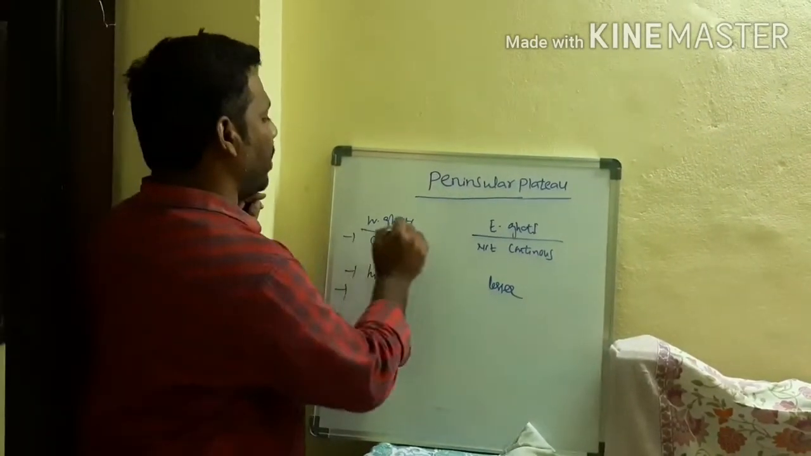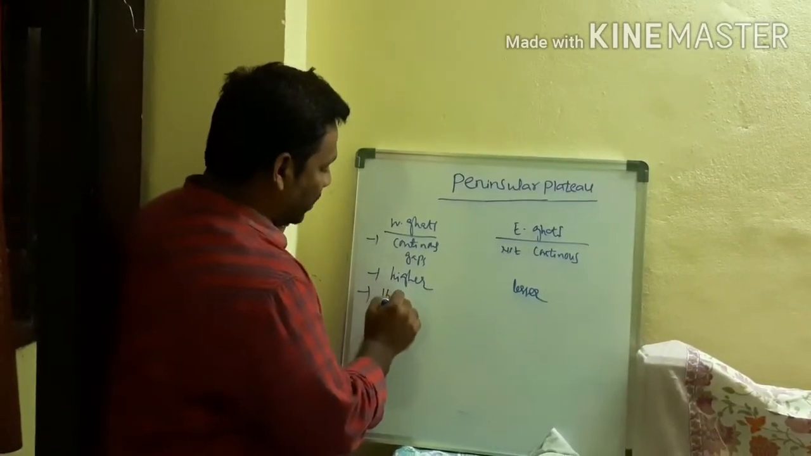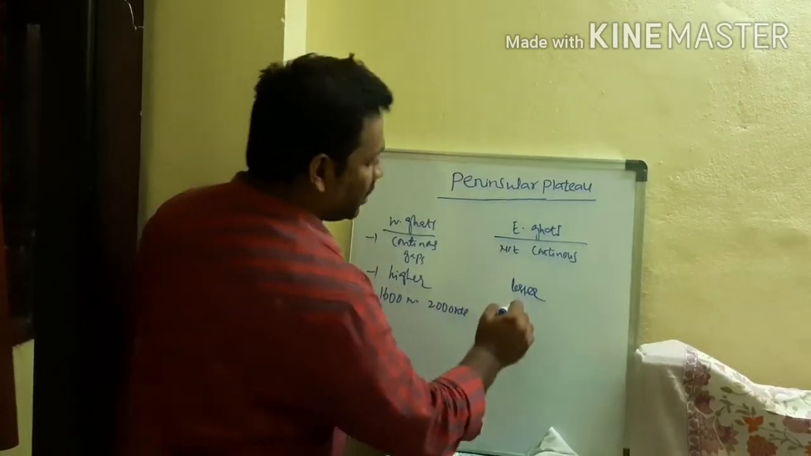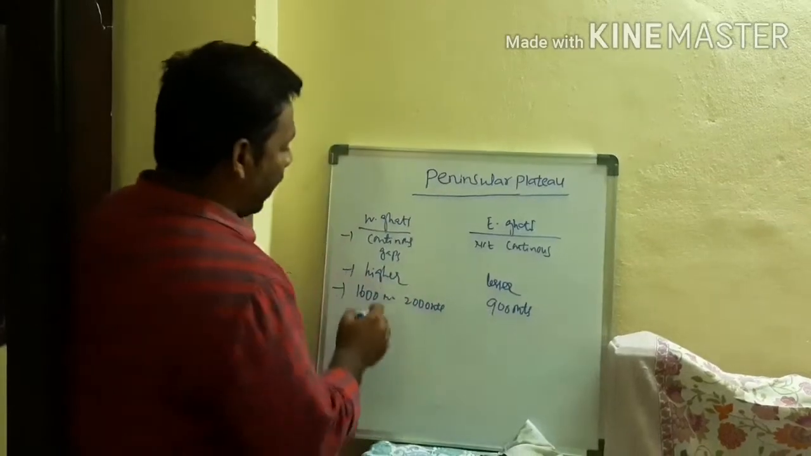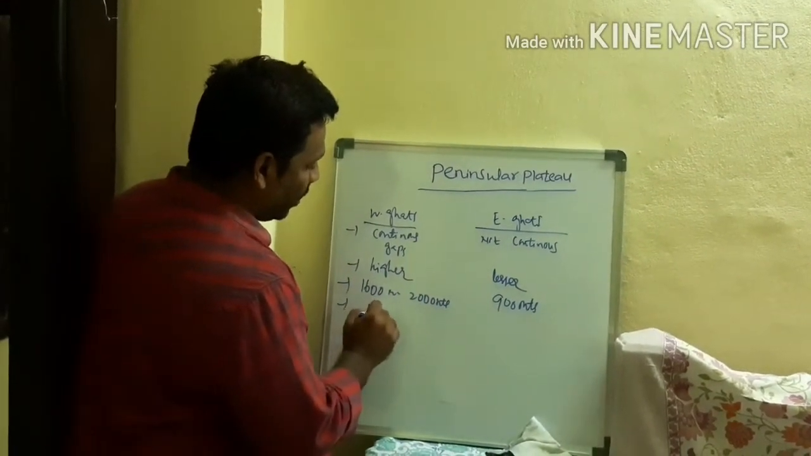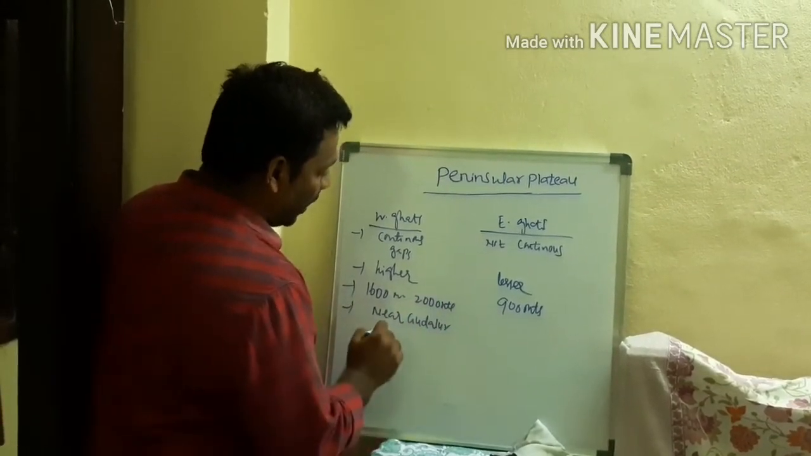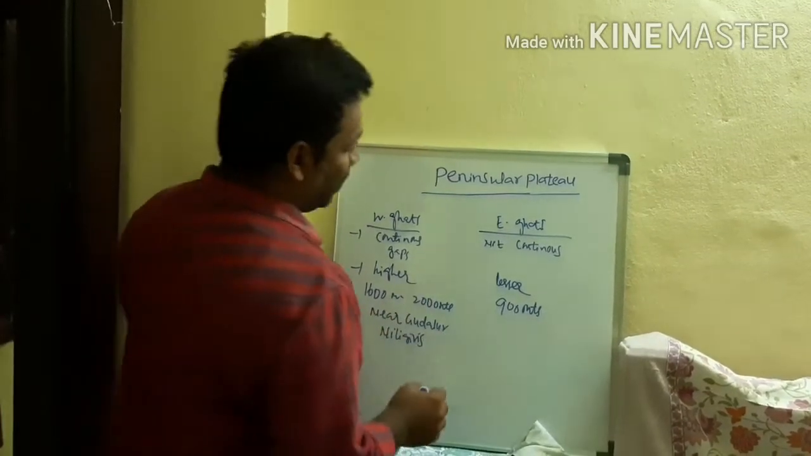In comparison, the Western Ghats sometimes have 1600 meters height, rising up to 2000 meters. Eastern Ghats have on average only 900 meters height. After rising to 2000 meters, near Gudalur at Nilgiris, the Western Ghats intersect with the Eastern Ghats.